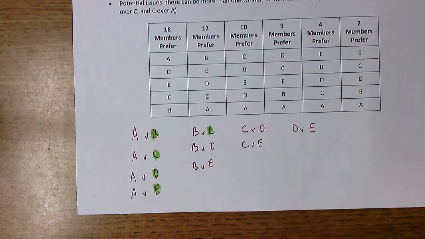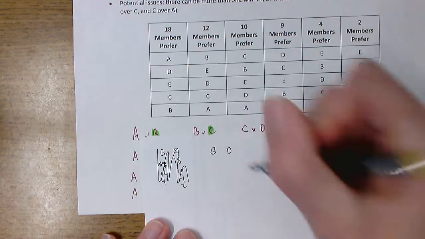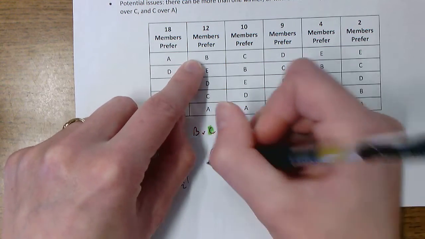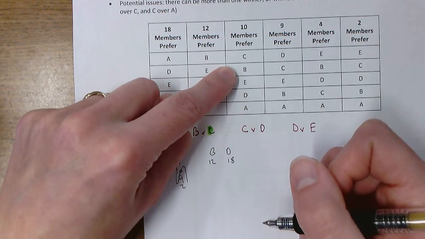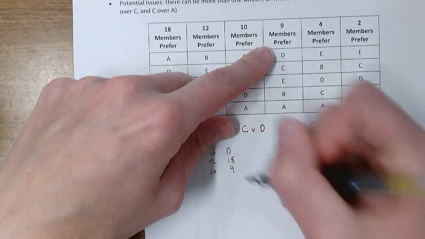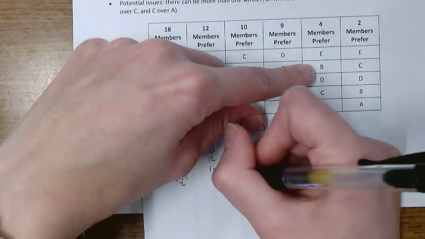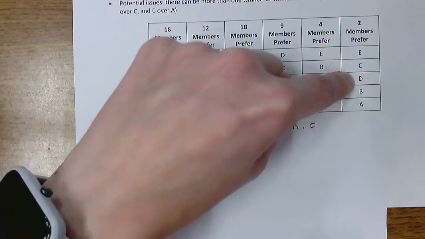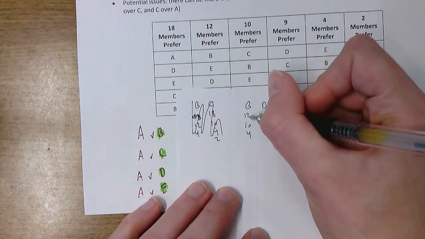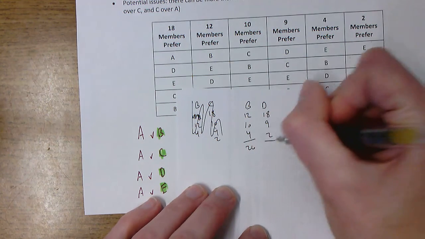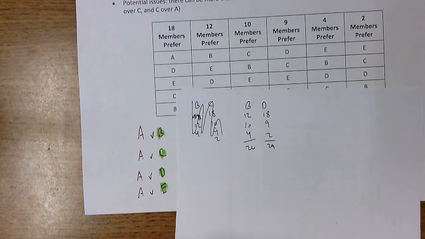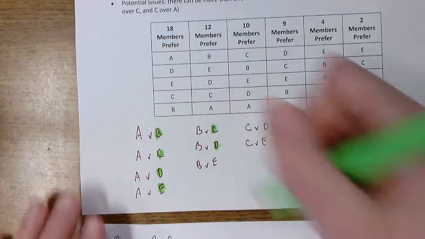All right, B versus D. So B versus D, 18 would go to D here. These 12 would go to B. These 10 would go to B, right? These 9 would go to D. These 4 would go to B. These 2 would go to D. So when we compare these numbers here, let's see, this adds up to 26, and this side adds up to 29. So D would win in that case. Okay, so D's our winner.